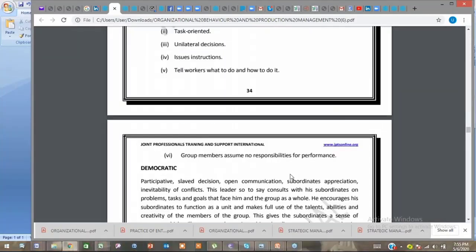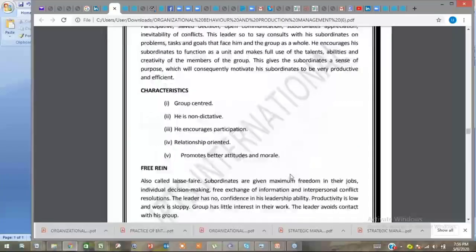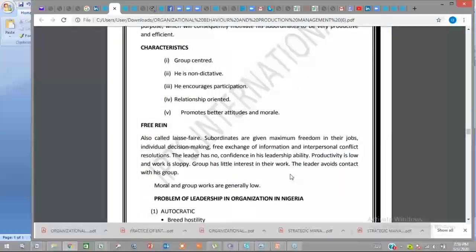We have democratic leadership, decisions by group. Let's look at the characteristics of democratic leadership. Group-centered, not dictatorial. It's not the democracy we have in Nigeria with Buhari. No, in Nigeria we have democracy, but a military man is the one heading democracy. So you see the problem. In Nigeria we are not practicing democracy. We are still practicing militarism or autocracy.